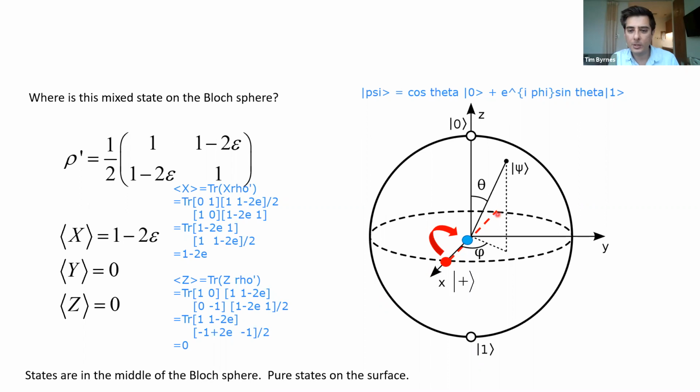And then what's interesting is that, and in fact, I think I didn't realize this until I made this slide, but if epsilon is 1, then it goes all the way to the other side. So the state would become the minus state, right? So why do you think that is? Why is it that it can go all the way to the other side?